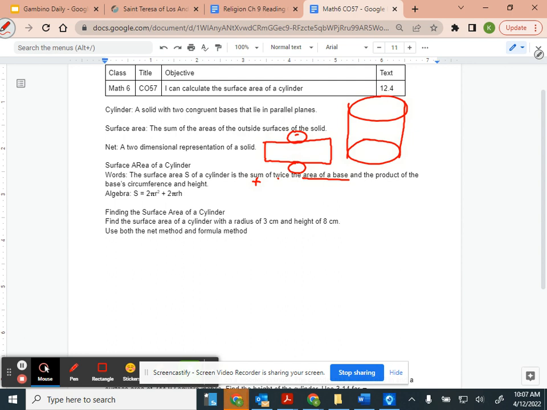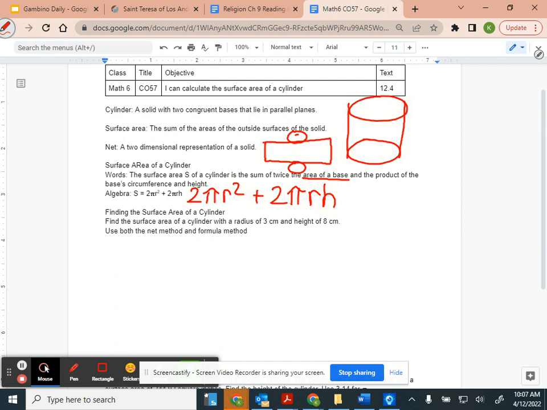And the product of the base's circumference and height. Oh my goodness. That sounds kind of confusing. Let's see what this looks like. So we have 2 times pi r squared. Remember, pi r squared is the area of a circle. We have 2 circles, so we multiply it by 2. Then we add that to 2 pi r h. So we've got our bases, and in order to find that rectangle, we do 2 pi r h.